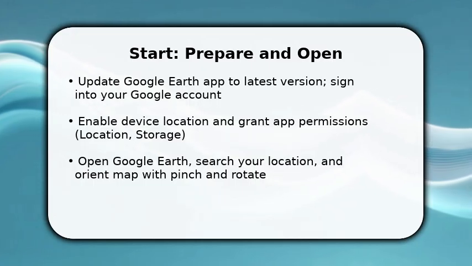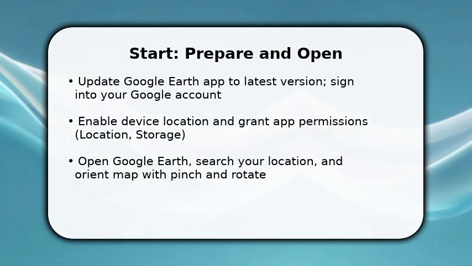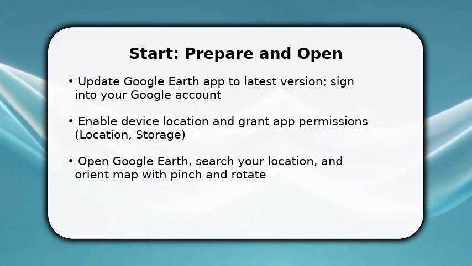Next, open the app menu and look for the layers or view options. This is where the historical timeline control appears. Do these first so the timeline will load quickly as you proceed.